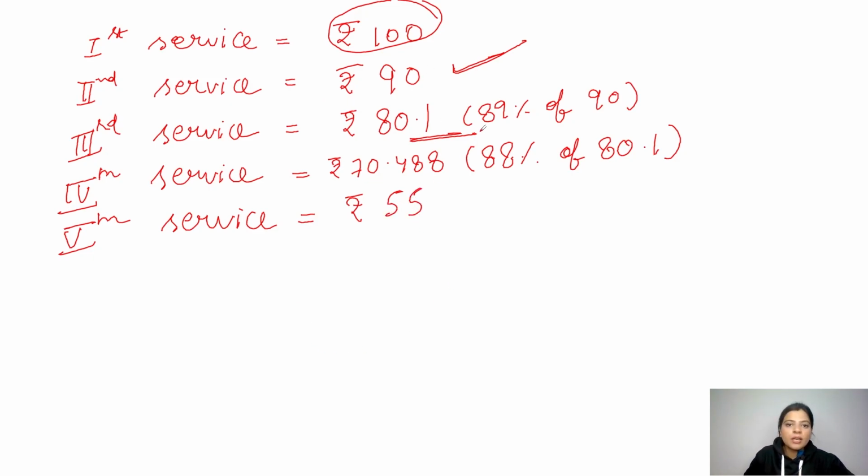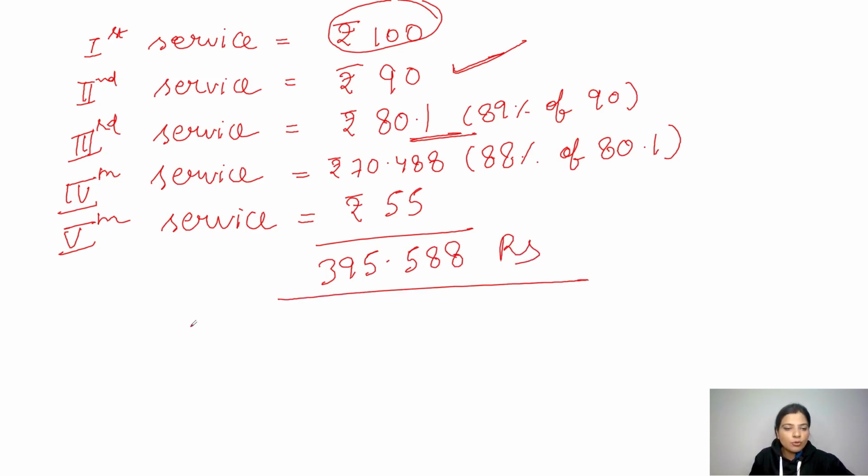So this is the total amount that he has paid. To find the total, we'll sum this up. So this comes out to be 395.588 rupees. So this is the total amount that he has paid for getting five services done within a single year. So now, because he has got it done in the single year, he got these discounts.